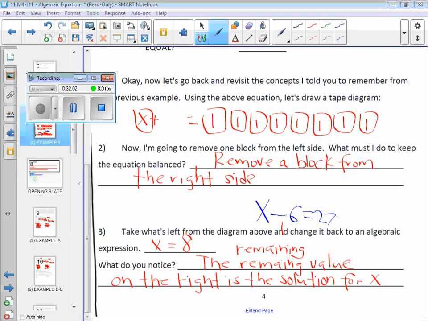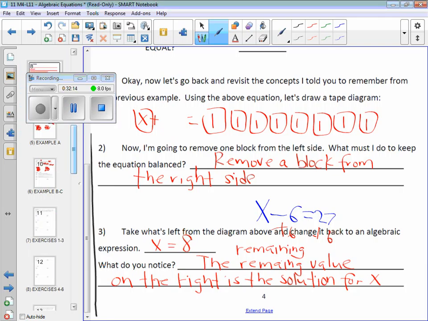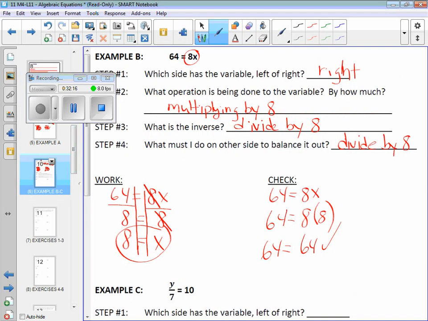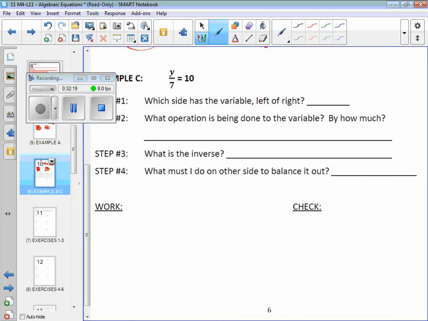All right, example C, and then I can have you guys work in groups, all right? Take a lookie. Same thing as always, which side has the variable? Left side is correct. If you want to put L or R, you can. What operation is being done to the variable? Division. Correct. Remember that bar now means division. By how much, Nick?